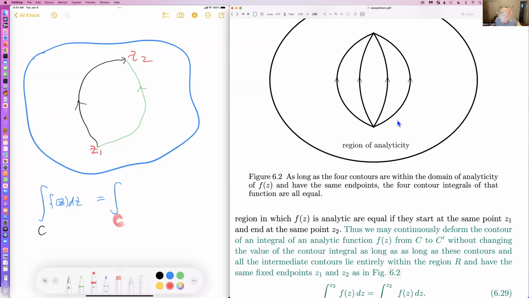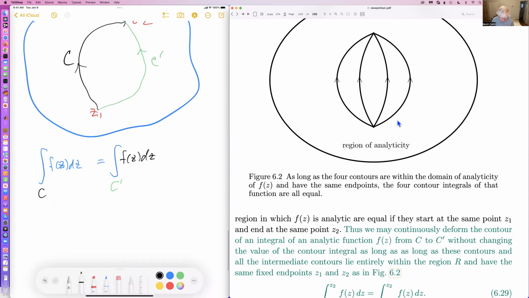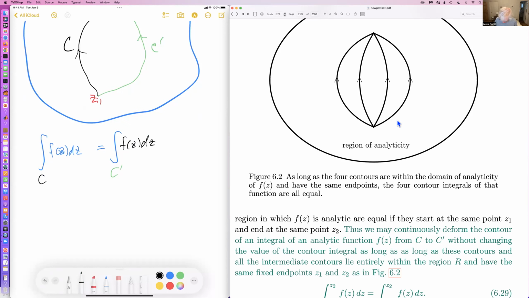I don't know, somebody maybe understands why it keeps switching colors. This is C prime, and this is C. I meant that to be blue, but never mind. Anyway, let me make this blue. I can't imagine anybody's confused, but just in case.